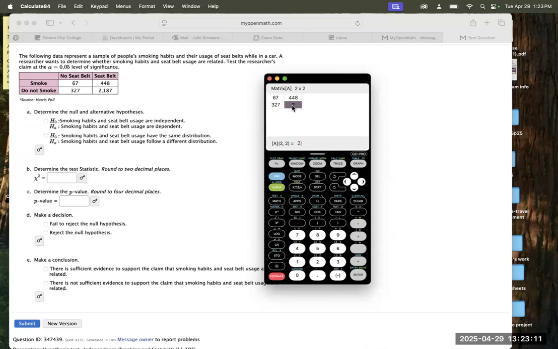2,187. And there we go. There's my matrix A. Now I need to make sure that there's nothing in my matrix B. So let me just press enter. That's all good. I'm just going to press second quit, to get out of that screen.